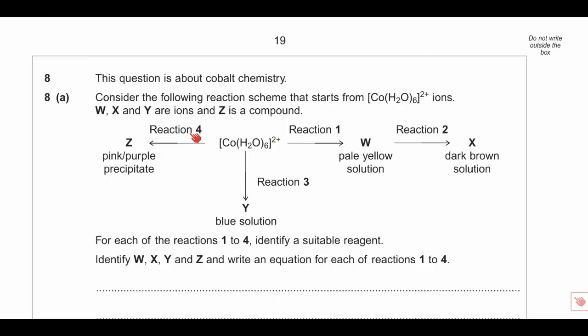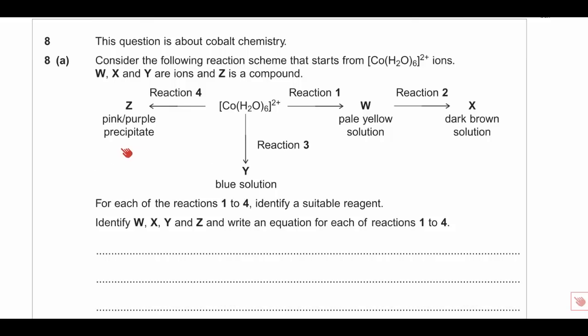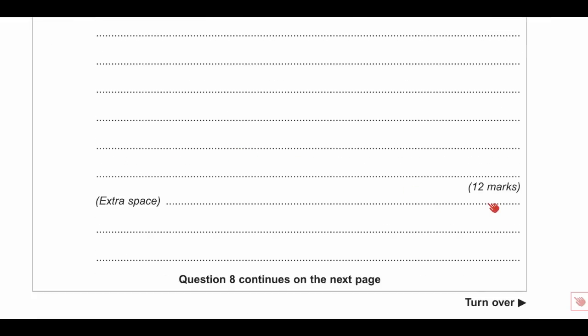Another reaction scheme one here, or web. I prefer the web. Don't like spiders though. We're starting here, they're giving us that starting point, the hexaaqua, and we're reacting it to produce Z, Y, W, and X. But we know that Z is a compound, not a complex. So straight away, I know exactly what that's going to be, but that's fine. Oh, we need to just do all of them. Great, 12 marks.